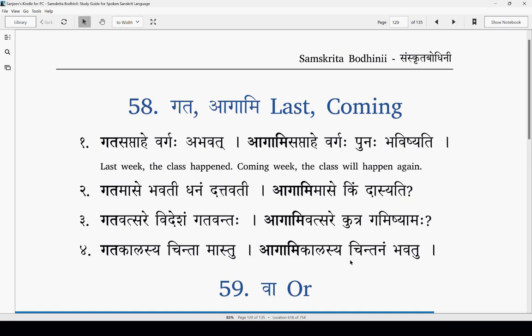Uttamam. You can use anything with gata, like gata dine. Dina also can be used. Any time unit can be used.